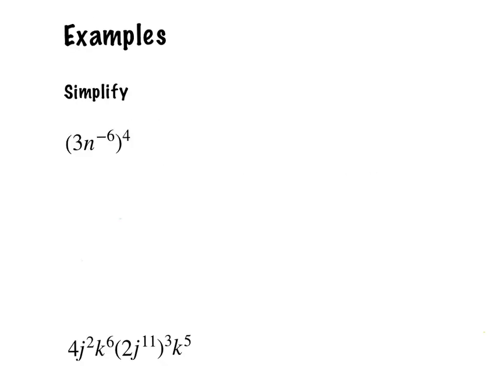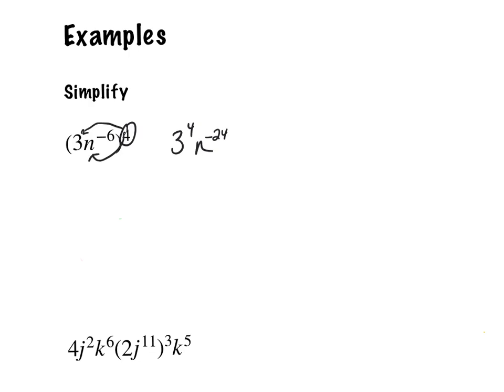So when I look at this, I want to first think about getting rid of the parentheses. So I'm going to distribute that 4th to the 3 and the n. So 3 to the 4th. So now I need to do what with my exponents? What should I do with the negative 6 and the 4? Multiply them. So negative 6 times 4 is negative 24. So can you leave it like that? No, right?